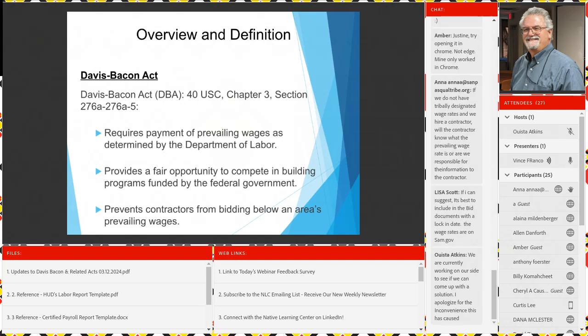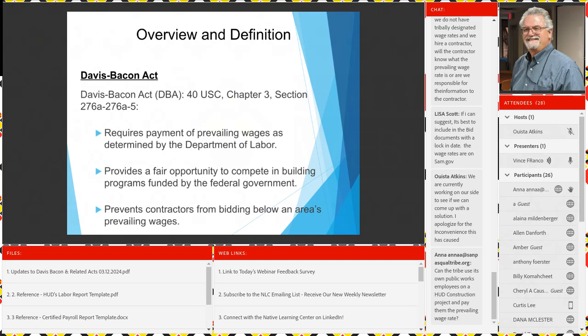Lisa says if it can suggest, it's best to include in the bid document the lock-in date wage rates on SAM.gov. Okay, correct. Sorry, things are scrolling quickly. Thank you, Lisa.